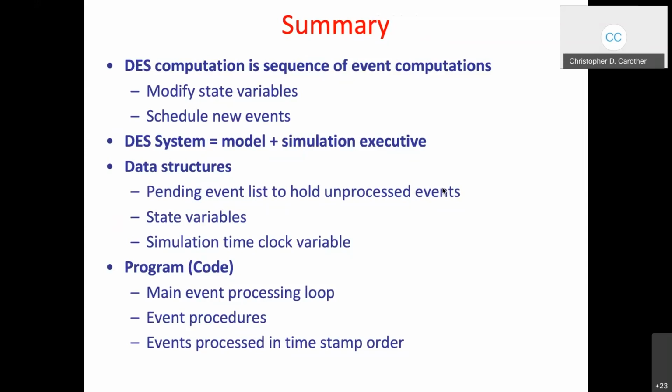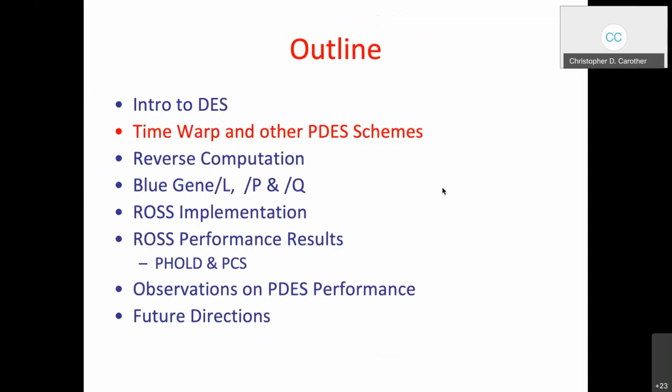And then the actual code itself, you have a main event processing loop in your event scheduler. You'll have handoff functions that call the application level as your event procedures. And again, the core of all of this is that we want to ensure that we process events absolutely in timestamp order. So that's the main thing.